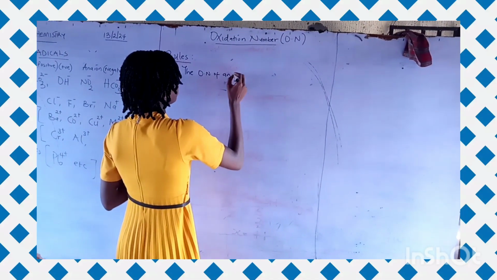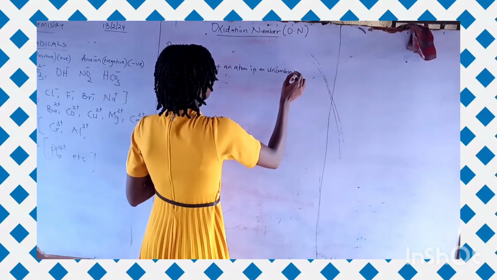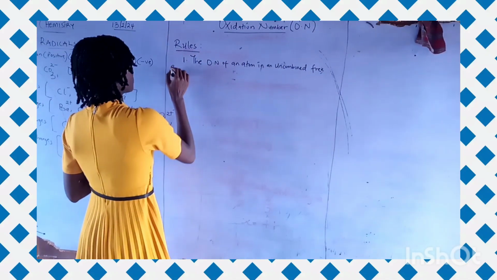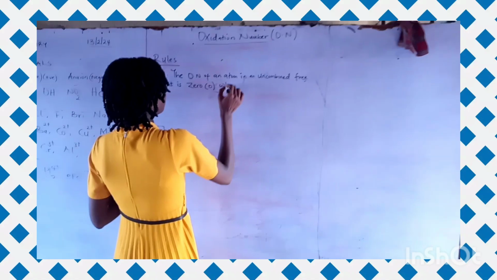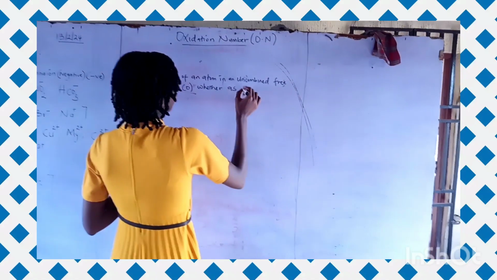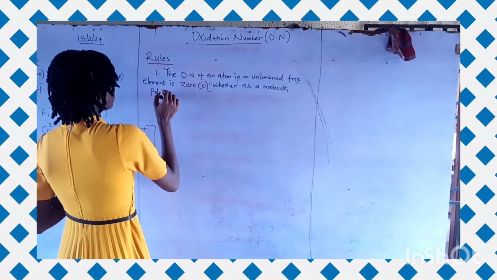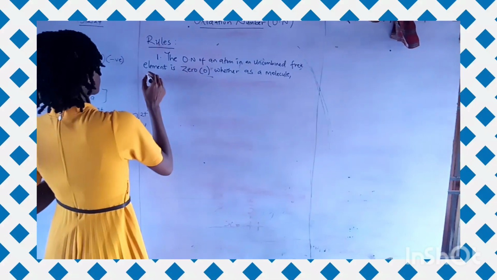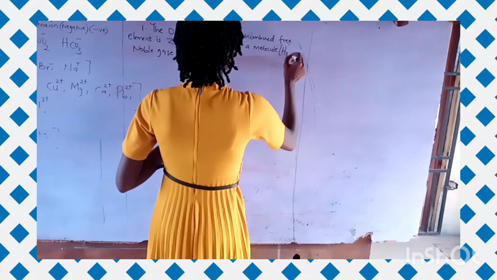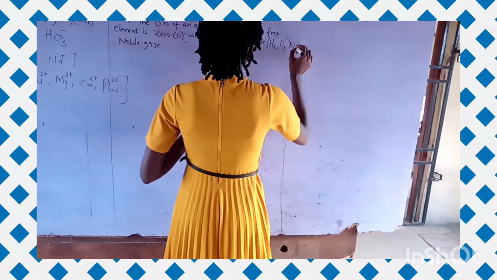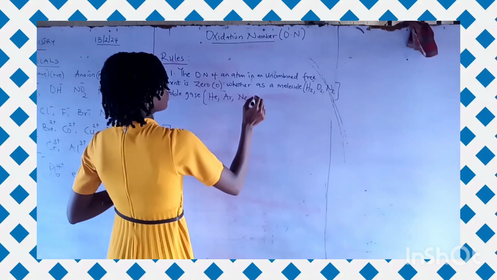of an atom in an uncombined free element is 0, whether as a molecule, polyatomic, or as a noble gas, etc. As a molecule, we have hydrogen molecule, oxygen molecule, nitrogen molecule, etc. Whether as a noble gas, we have helium, argon, neon, etc.